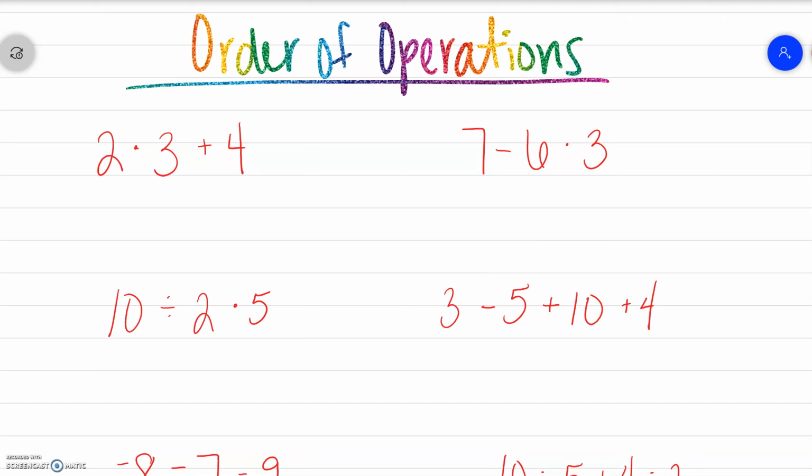Other mathematicians who have some problems here, I would encourage you to write them down. Just pause the video to write down the problems.